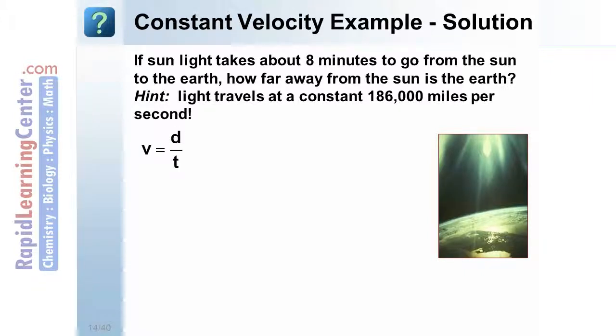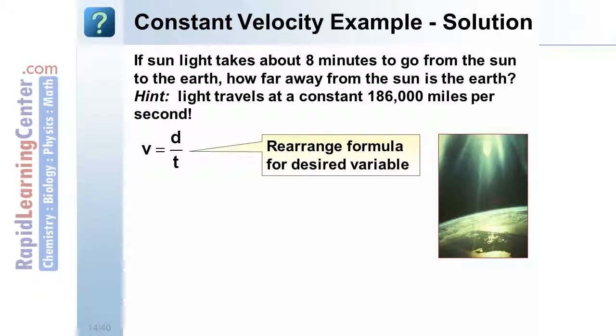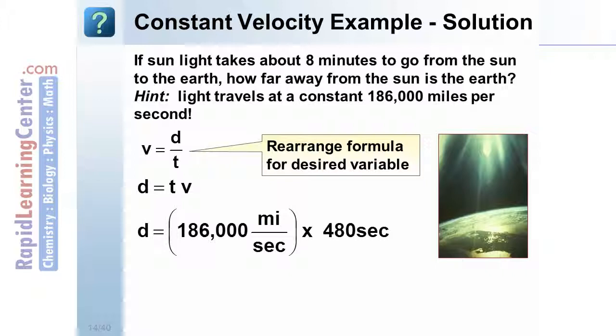For this problem, use our formula, velocity equals distance divided by time. However, we might need to rearrange the formula for the variable we're looking for, distance in this case. Substitute the time that's given and the velocity. Note, 480 seconds is simply 8 minutes converted into seconds.